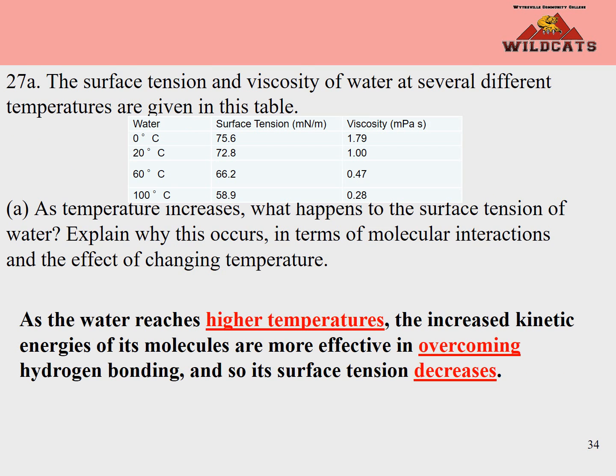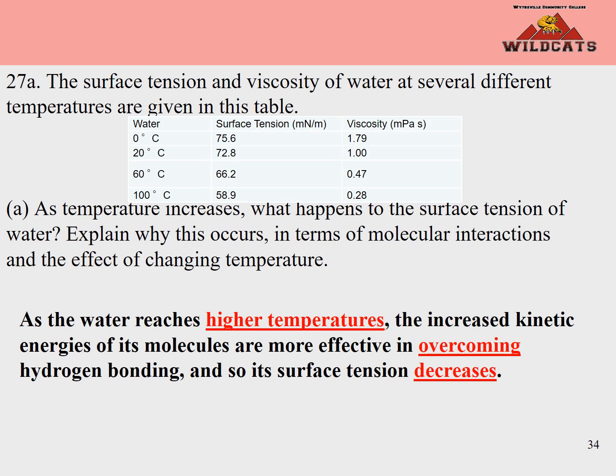So here we've got a table given several different temperatures of the surface tension and the viscosity. If you notice, as the temperature increases, the viscosity goes down, and you also notice there's a decrease in the surface tension. That's because as the water reaches higher temperatures, the molecules are moving faster, kinetic energies, and so they overcome these attractive forces. And so the surface tension and the viscosity break down.